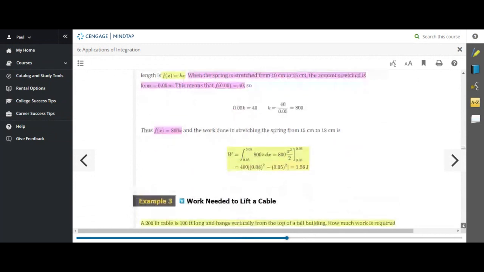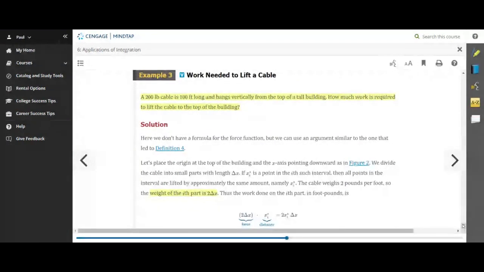Okay, let's get this last one in here. Work needed to lift a cable. In this problem, a 200-pound cable is 100 feet long and hangs vertically from the top of a tall building. How much work is required to lift the cable to the top of the building? They mention in the solution that we don't have a formula for the force function, but nevertheless we can compute the work.